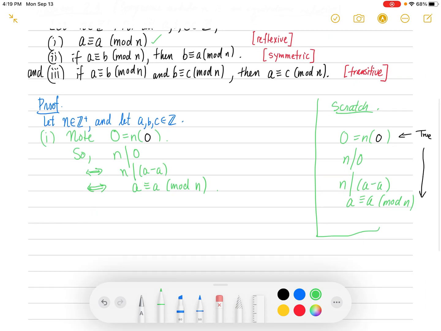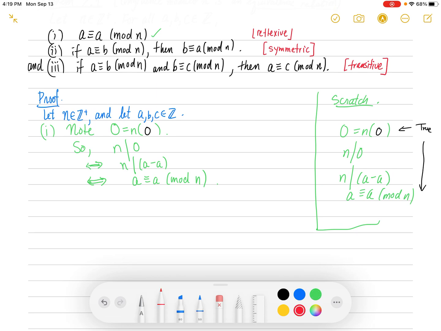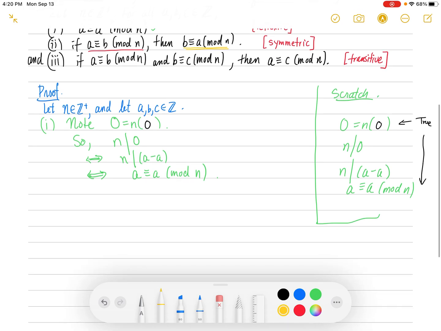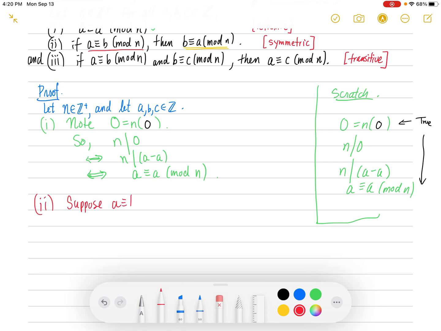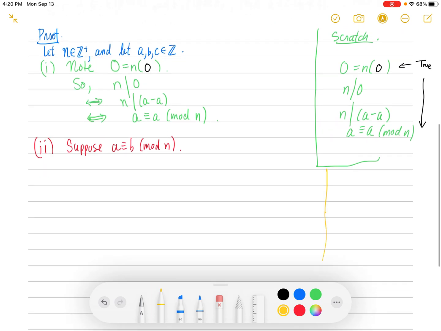Let's go to the second one. We want to show for the second one if a is congruent to b mod n, then b is congruent to a mod n. So if I want to prove an if-then statement, I'm going to assume the antecedent here that I underlined in red, and we want to get to this part here called the consequence in yellow. So let's do number 2. Okay, I'll do it in red. So we're going to suppose a is congruent to b mod n. Okay, and what do we want to arrive at? We want to arrive at the yellow, so I'm going to do my scratch here on the side.